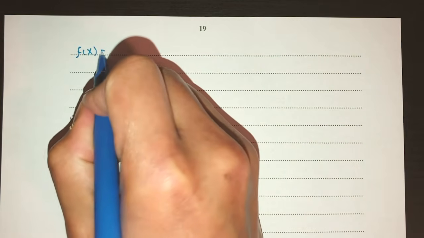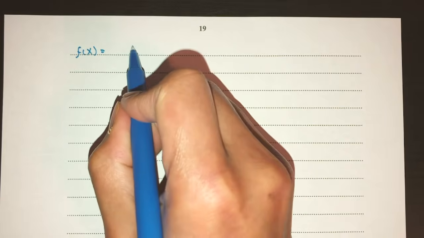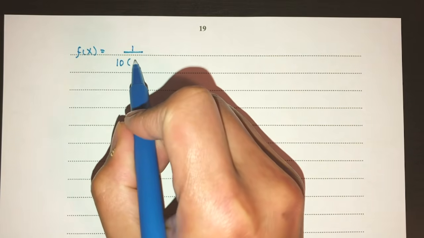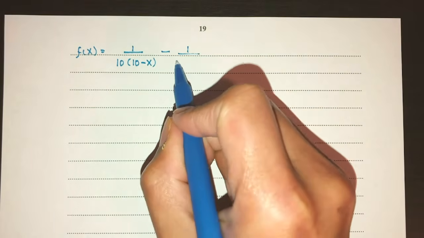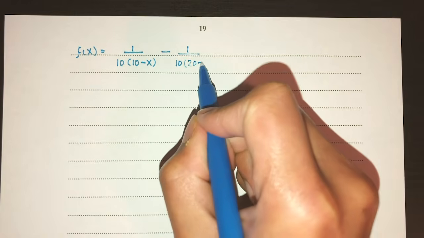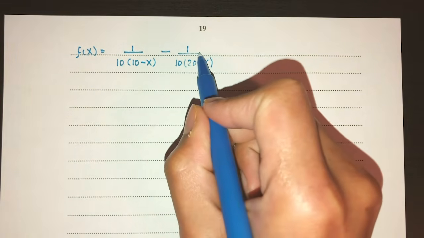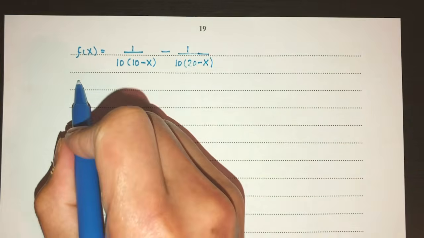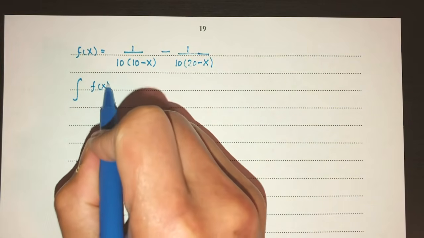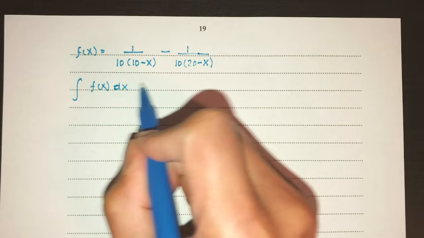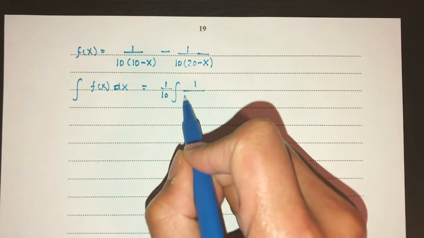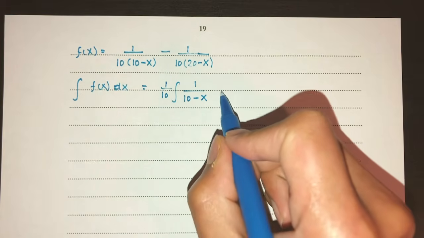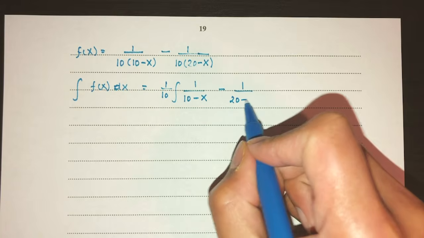So basically from that we have known f of x is equal to a is 1 over 10, which is this factor, which is 10 minus x, and b is minus 1 over 10 times the other factor. Okay. This is f of x. And we have to find integration of f of x dx, of course. We can first take out the value of 1 over 10. You will have this minus x, that become minus 1 over 20 minus x dx.